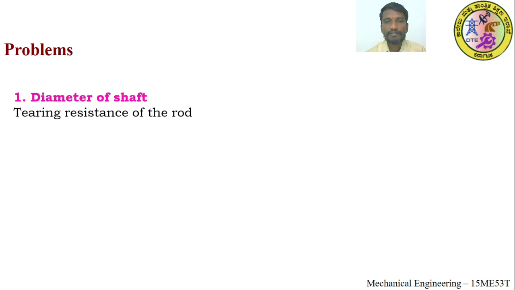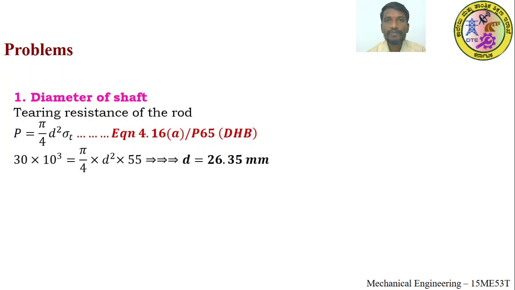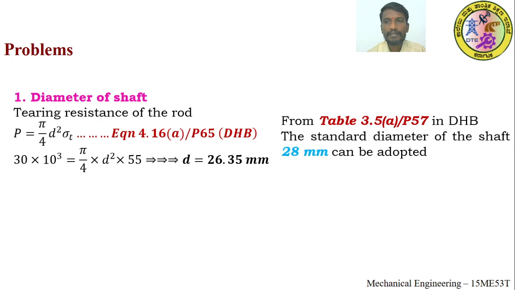First thing, the diameter of the shaft. Considering tearing resistance of the rod, P is equal to the formula, equation number 4.16a in page number 65. Applying the values, you will get d is equal to 26.35 mm. From table 3.5a on page number 57 in the data handbook, the standard diameter of the shaft can be considered as 28 mm, that is d is equal to 28 mm. For further calculations, we use only 28 mm as d.